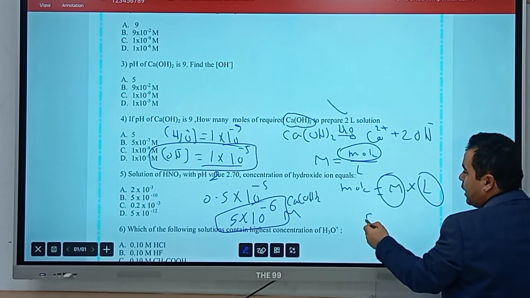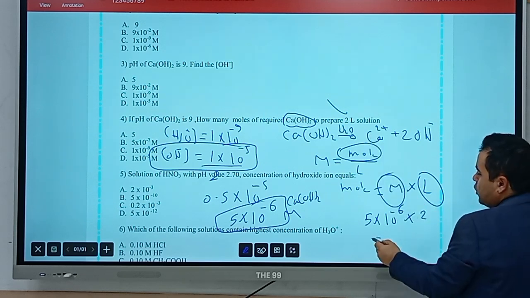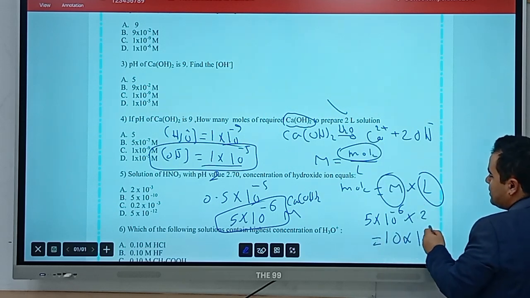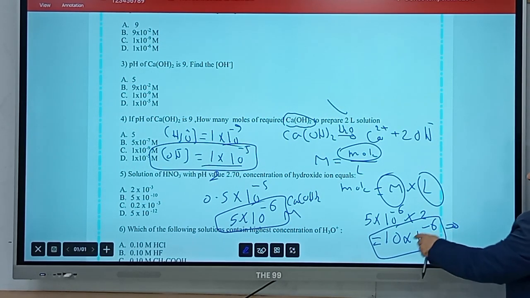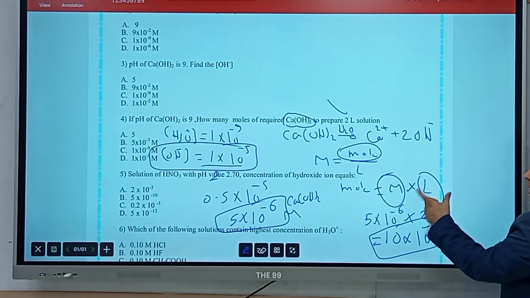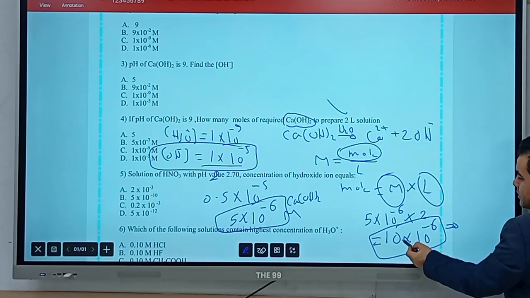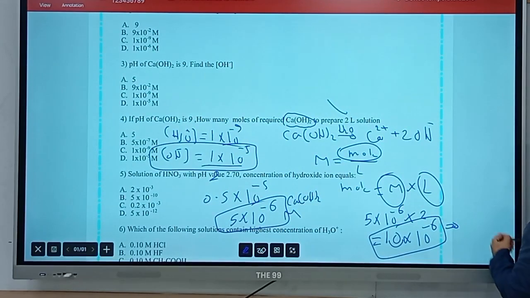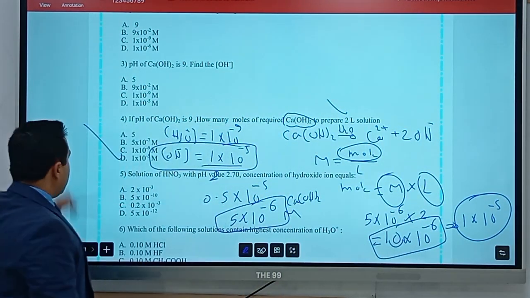As the concentration is calculated, 5 times 10 to the power minus 6 multiplied by 2 liters is equal to 10 times 10 to the power minus 6. But 10 cannot be written as such because the digit here should be between 1 and 9. We have to move the decimal to the left and increase the power. So it will be 1 times 10 to the power minus 5. Which one is the correct answer? D is the correct answer.